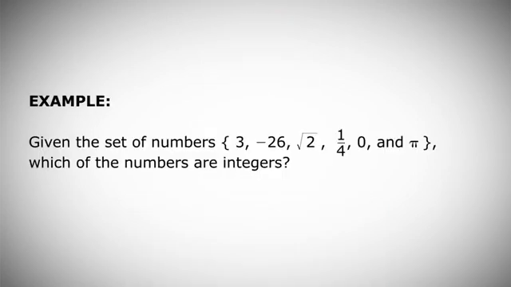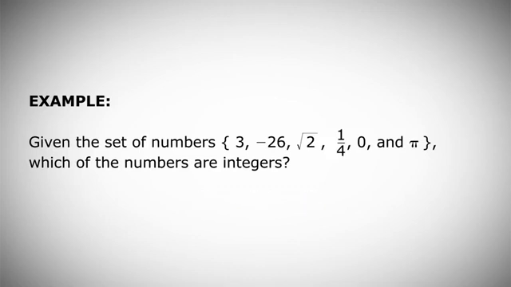All right, if you're given the set of numbers 3, negative 26, the square root of 2, 1 fourth, 0, and pi, which of those numbers are integers? Okay, we've got 3 integers in that list. 3, negative 26, and 0. Notice that we did have a negative integer and we did have a 0.